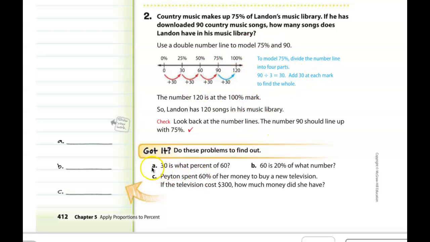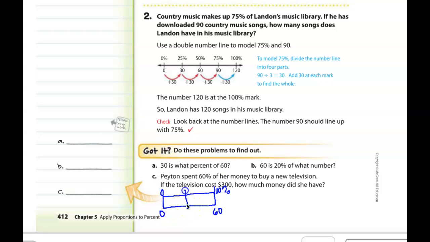All right, what I'd like you guys to do right now is go ahead and solve for A. If you have 30, 30 is what percent of 60? So I'm going to begin this by drawing a model. And we have 60, and we have 0, and then we have 100%, and then we have 0. So what do we know about 30 and 60? Where would we put that on this number line?